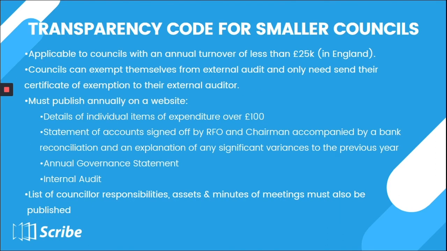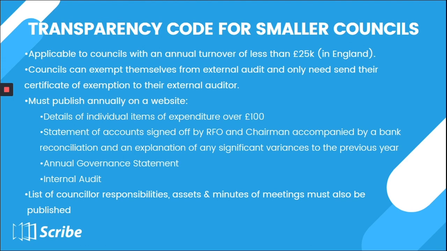Okay, and lastly we can look at the transparency code for smaller councils. So as I mentioned, it may be possible for your council to exempt themselves from the external audit. So this is applicable to councils in England with an annual turnover of less than £25,000. There are a couple of other criteria, so if you do meet that, do look into the other relevant elements there. So councils can exempt themselves from the external audit and therefore only need to send their certificate of exemption to the external auditor. So you still need to complete the accounts themselves, but only the certificate is sent off.